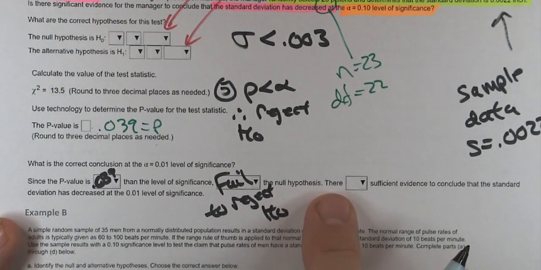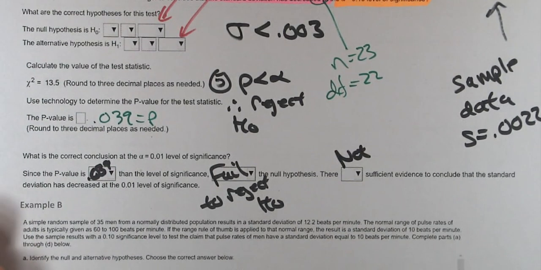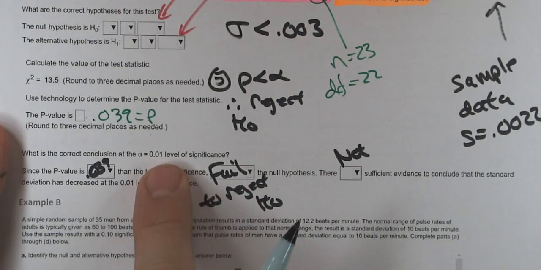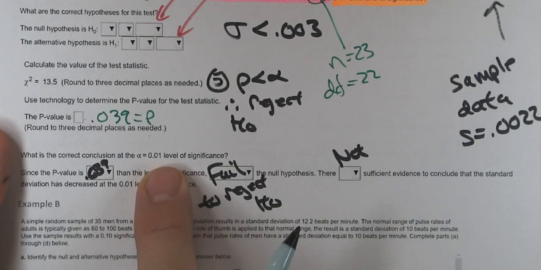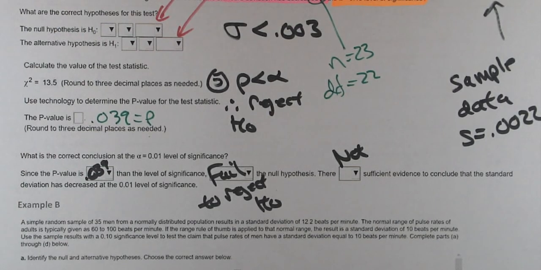Then there is not sufficient evidence to conclude that the standard deviation has decreased at the 0.01 level. There is at the 0.10 level, there's not at the 0.01 level. So if it's really important that you don't make a type 1 error and use a small value of alpha, then you're going to fail to reject, and you can't conclude that there's evidence of a change. So even though it might look like it's gotten better, we can't conclude that.